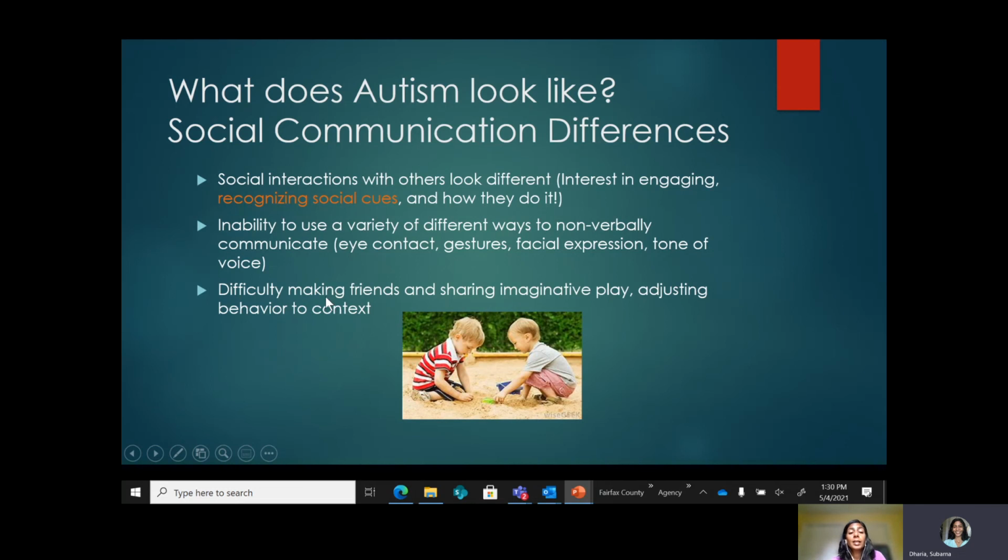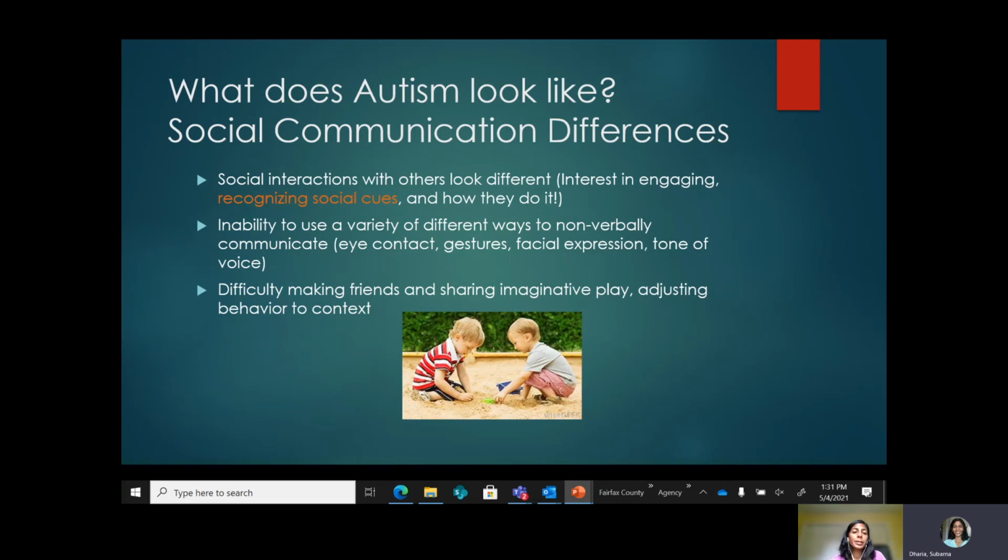And this last piece is probably the most important, I think, because we want our children to have friendships and be able to share their imagination and their play with other people. At this point, especially in the early intervention population, these children are learning how to do pretend play, and that's how they have these relationships with others. So being able to do that is an important piece of gaining peer relationships. And as I said, just adjusting their behavior based on what's going on around them.